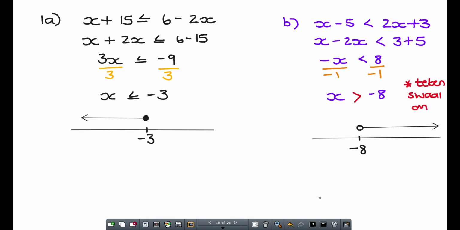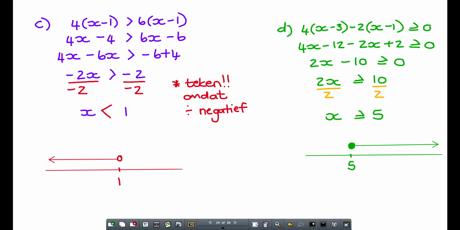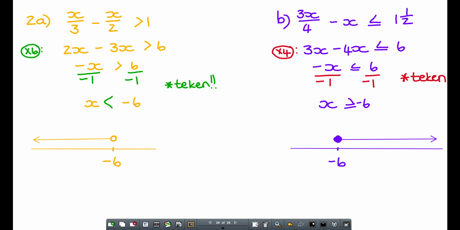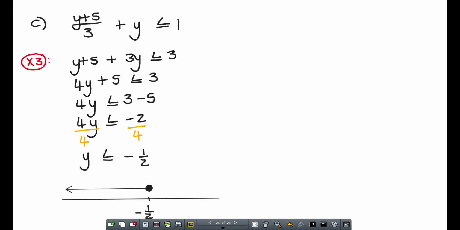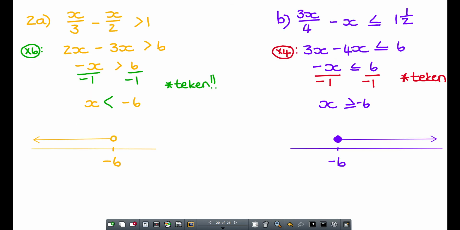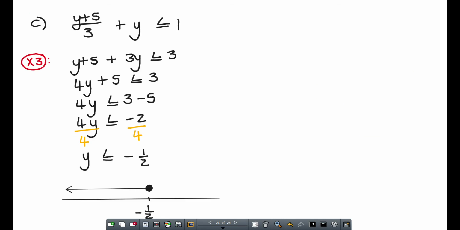Daar's 1A en B, C, D, 2A en B, en dan C. Onthou net asseblief elke keer, veral soos hier, wanneer ons deel of maal met 'n negatiewe getal, when we divide or multiply with a negative number, remember your sign must switch around.